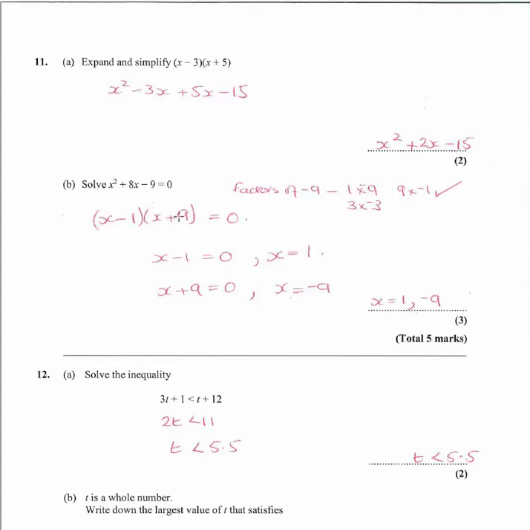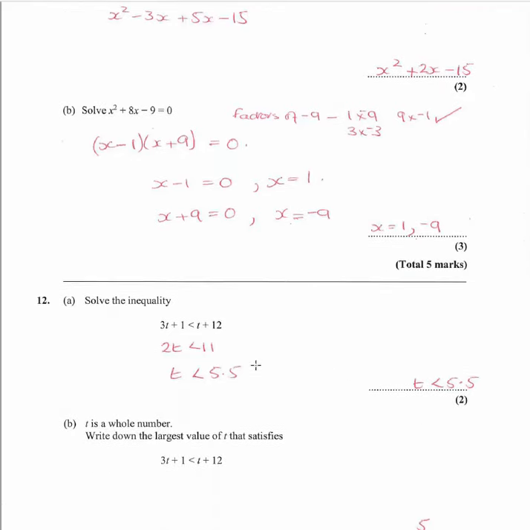And then you just say, okay, I've got 2 things here that are multiplied together to make 0, so one of these must be 0. Either x minus 1 is 0, and that means that x must be 1, or x plus 9 is 0, which means that x is minus 9. So here are my 2 answers.